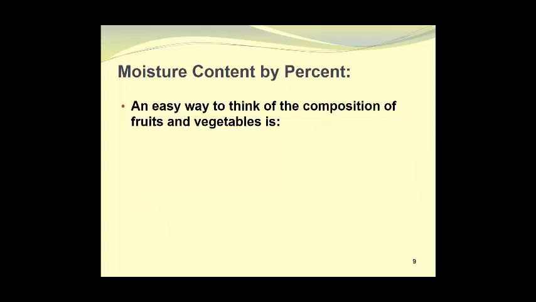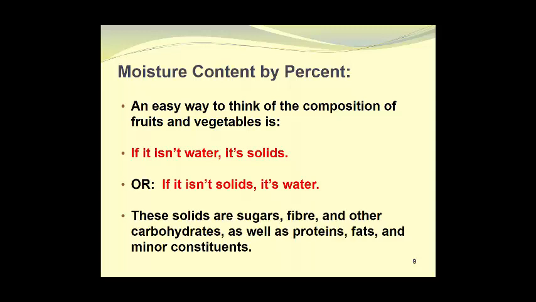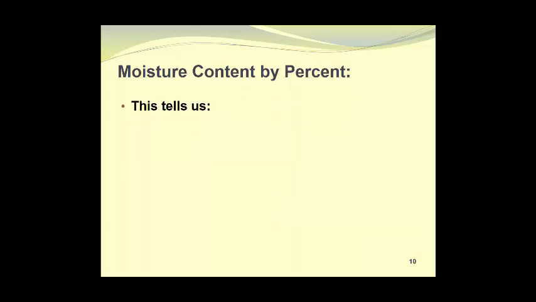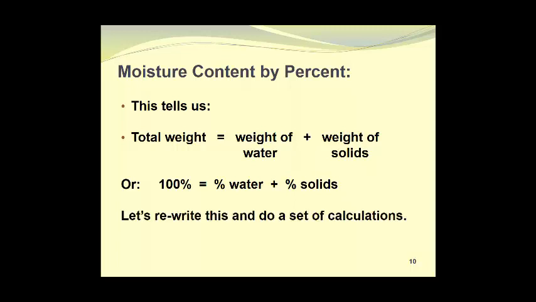An easy way to think of the composition of fruits and vegetables is, if it isn't water, it's solids, or if it isn't solids, it's water. These solids are sugars, fiber, and other carbohydrates, as well as proteins, fats, and minor constituents. This tells us that the total weight of a sample is equal to the weight of the water plus the weight of the solids, or 100% is equal to the percent water plus the percent solids on a weight basis.